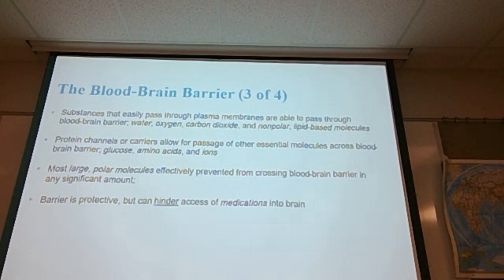Substances that can easily pass through the plasma membrane and are able to cross the blood-brain barrier: water, makes sense. Oxygen, even more sense. Carbon dioxide, well, if oxygen can go across, then carbon dioxide's got to come back. And nonpolar lipid-based molecules. There are certain protein channels that will allow things that can't simply diffuse through: glucose, amino acids, certain ions. So again, those things make sense.